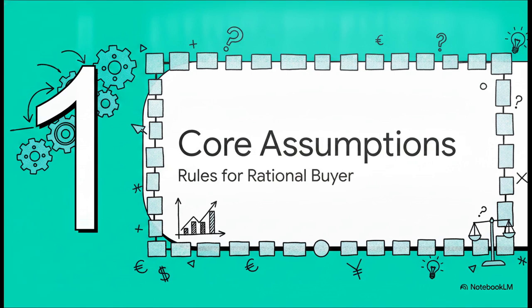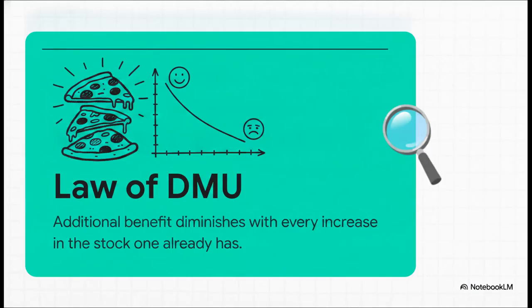Setting the ground rules for the rational buyer. Because we simply can't model human behavior without locking in a few boundaries first. Okay, we built our entire foundation on the law of diminishing marginal utility, or DMU for short. In simple terms, this means the more you consume of a product, the less satisfaction each additional unit actually gives you. Think about grabbing a slice of your absolute favorite pizza when you're absolutely starving. That first slice, immense satisfaction. But by the time you're on your fourth or fifth slice, well, not nearly as much, right? That dropping level of satisfaction, that is diminishing marginal utility in action.